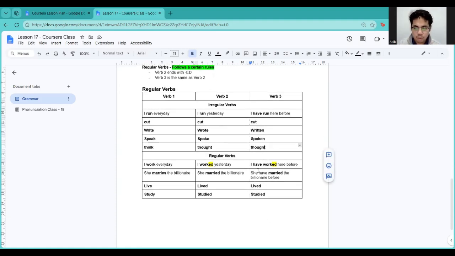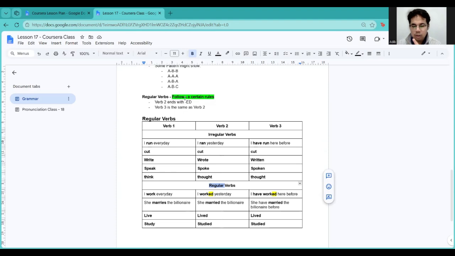Okay. Now, what about the regular verbs? Why is it called regular? And why did I put it last? Because it's the easiest. Any regular verbs will always follow the same rules. It is exactly the opposite of the irregular verbs. Regular, irregular. We follow regular because it's easy.